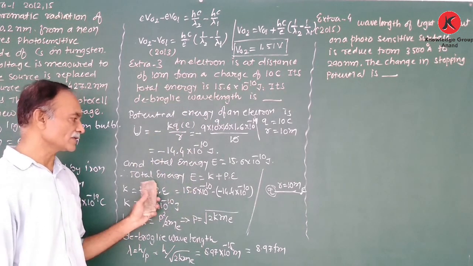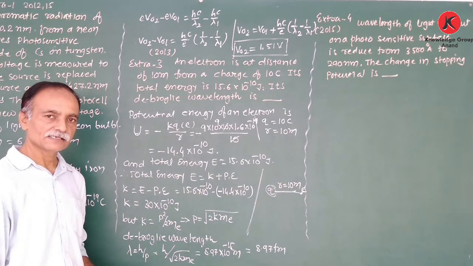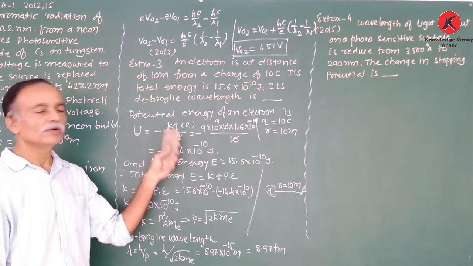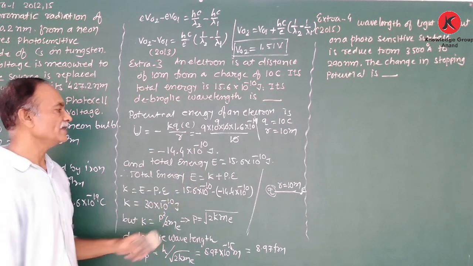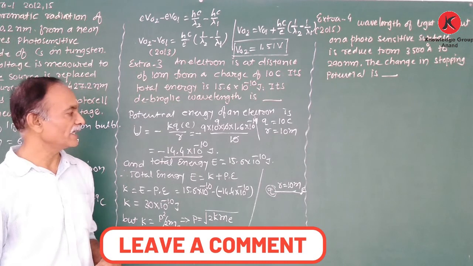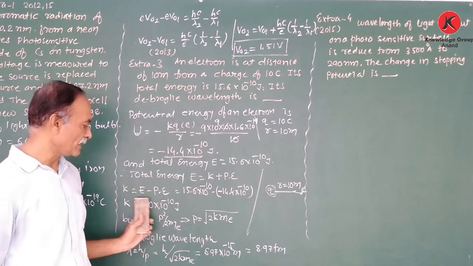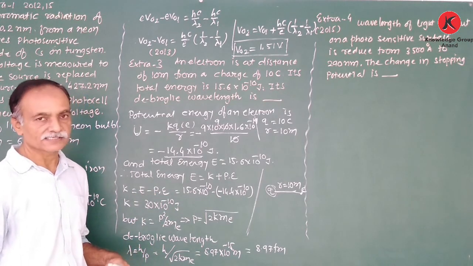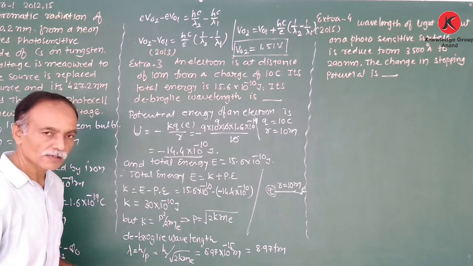Now we know that the total energy is equal to kinetic energy plus potential energy. Therefore, the potential energy of an electron is U equal to minus kQe upon r. So we obtain its value as minus 14.4 into 10 to the power minus 10 joule. Total energy is given, so we can find the kinetic energy: total energy minus potential energy. Kinetic energy is 30 into 10 to the power minus 10 joule.